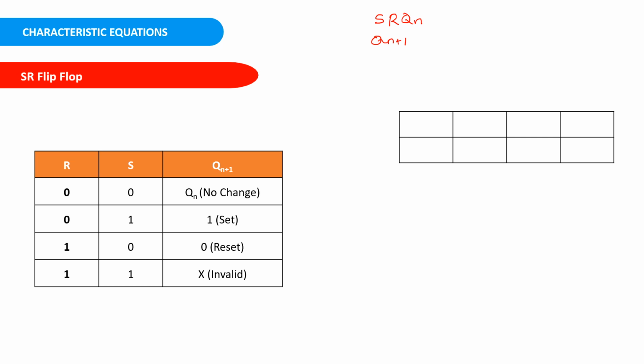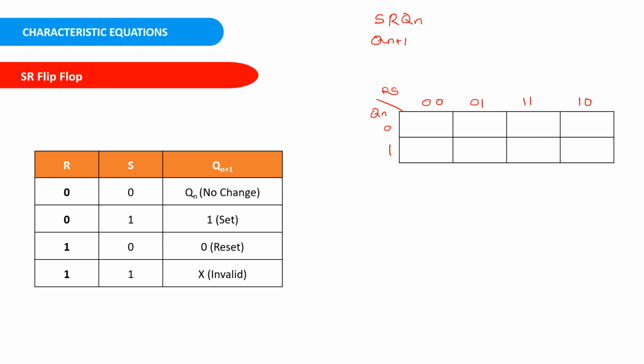So you can take three inputs. Here you can take RS as the input, and here you can take Qn. Qn has the value either 0 or 1. RS can have 0 0, 0 1, 1 1, or 1 0.